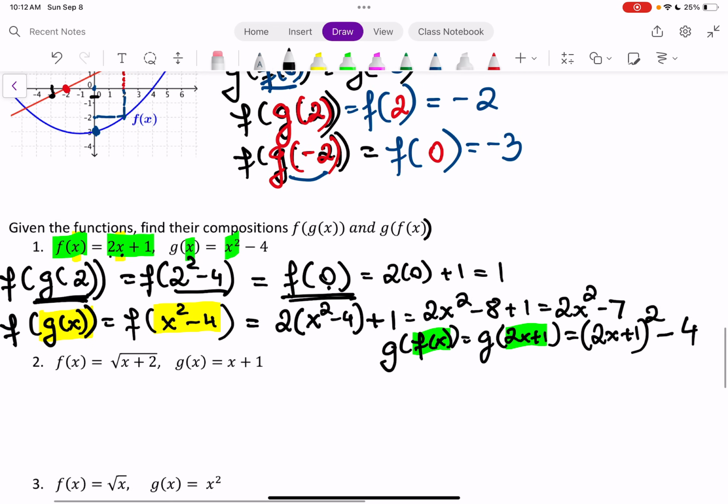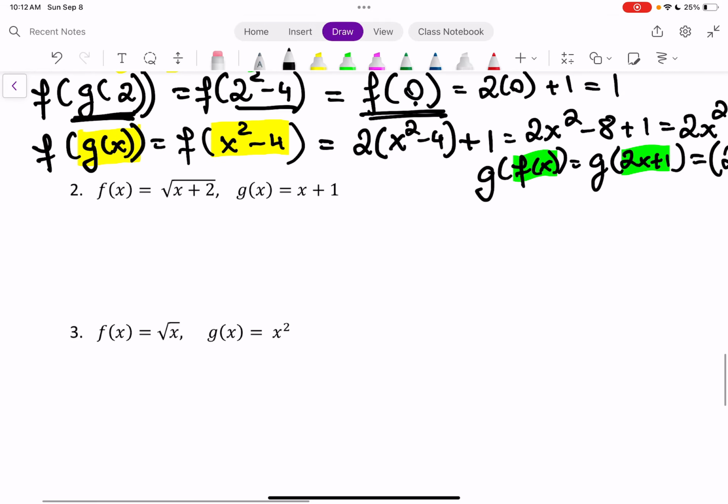So I'm substituting g of x into the function f in place of x, and then I'm substituting f of x into the function g in place of x. So it just plugs one into the other and backwards. It's just a substitution problem. It's just that we're not substituting numbers, we're substituting whole expressions. So let's try that again.